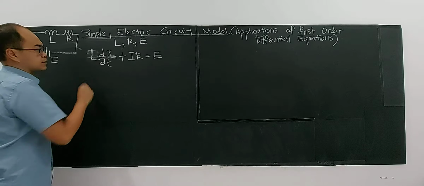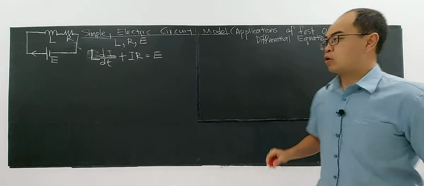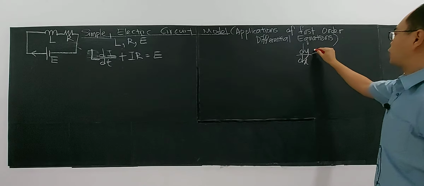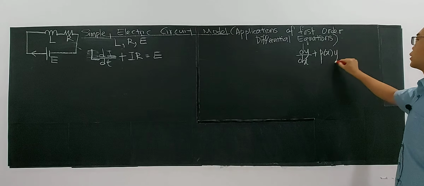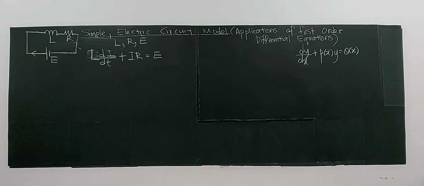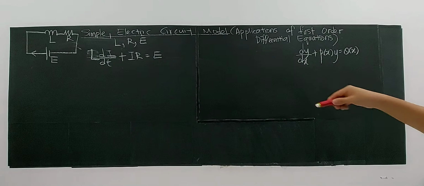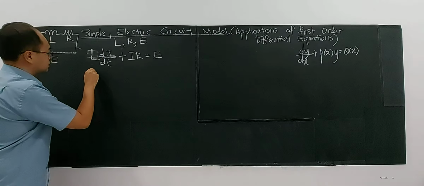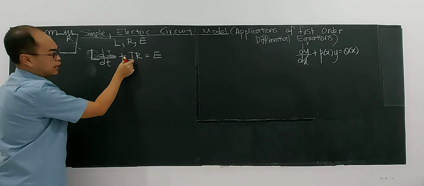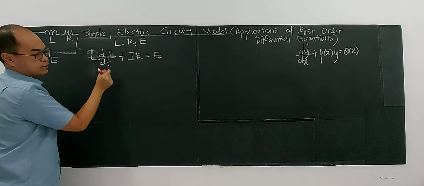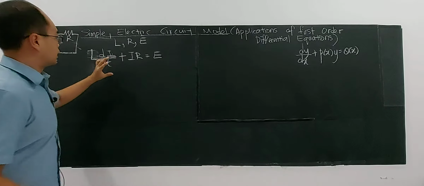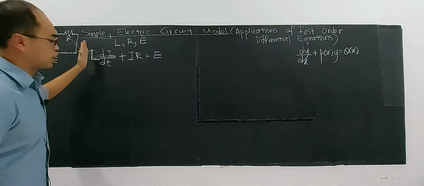As you look at this, it is actually a first order linear differential equation, which has the form dy/dx plus P(x)y equals Q(x). If I rearrange this, you can see that L di/dt plus Ri looks like dy/dx, and i is your y. For this to match, I must make sure the coefficient of di/dt is 1.